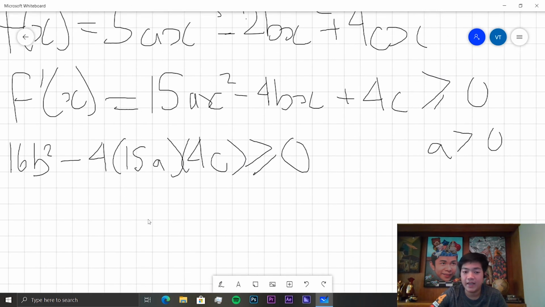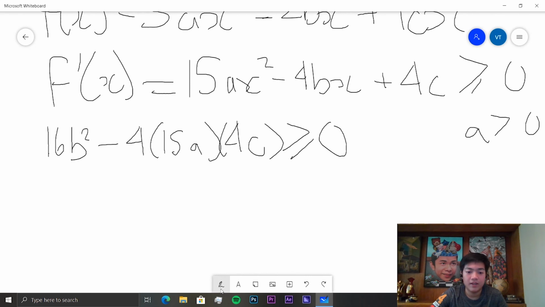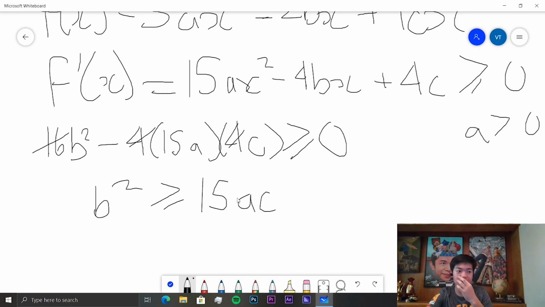We're also given that a is greater than 0, and we can of course cancel this out. Oh, not that. This, and this. So we get b squared is greater or equal to 15ac. Of course, a being greater than 0. And so yeah, that's it, except that I think there's an error in the book because they put the sign the wrong way around, which is clearly wrong. So this is the answer.